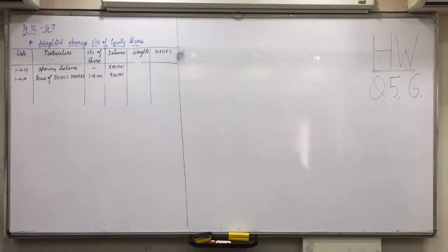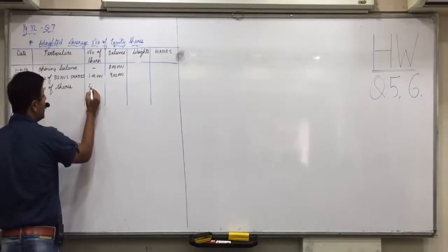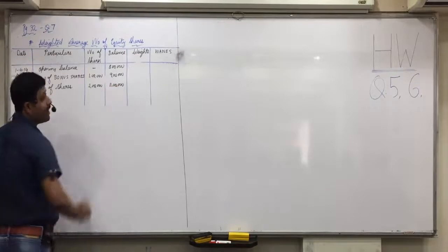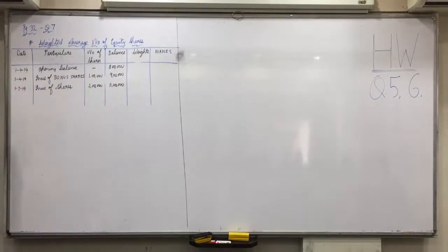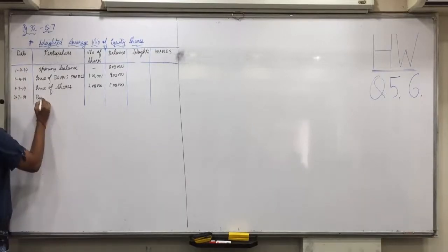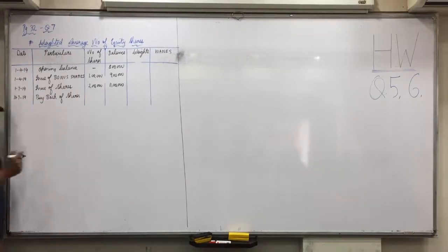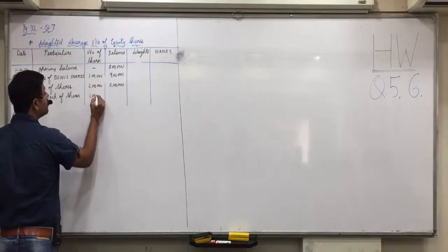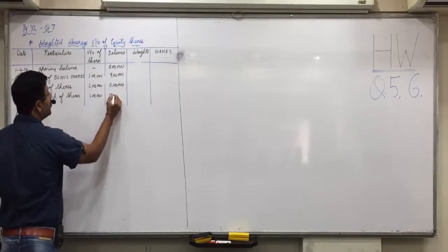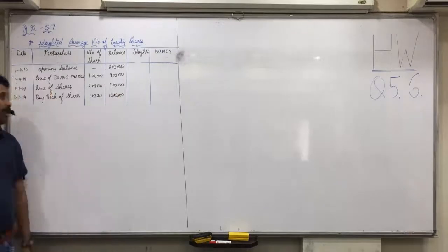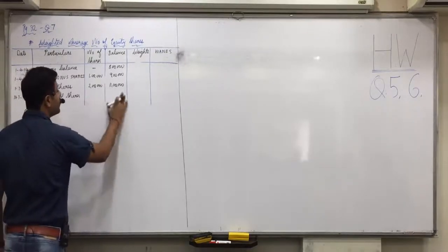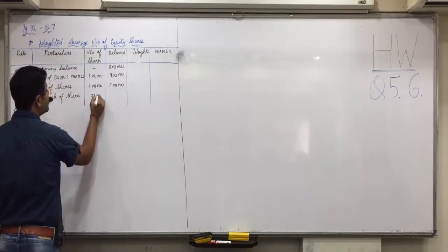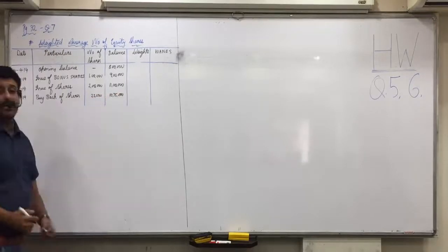Now take the other transactions. 1,714 issue of shares, 2 lakhs. Again issue, so we will add 9 lakhs plus 2 lakhs, 11 lakhs. Then 31,714 buyback of shares. Buyback of shares 1 lakh, what will we do? Minus. 11 lakh minus 1 lakh, 10 lakhs, 25,000. 11 lakh minus 25,000, 10 lakh 75,000. Is everyone clear with this?